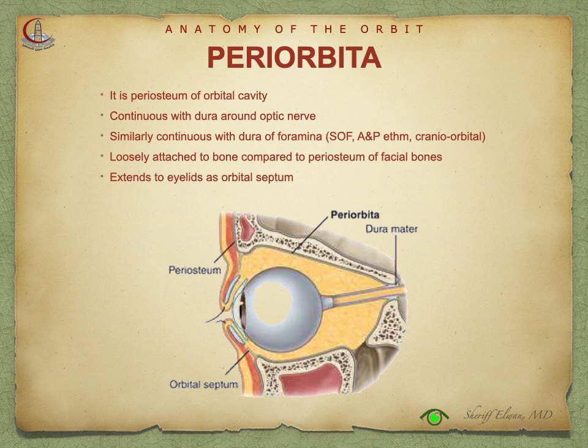It is the periosteum of the orbital cavity that is continuous with the dura around the optic nerve. It similarly continues with the dura of the foramina through the superior orbital fissure, the anterior and posterior ethmoidal foramina, and the cranio-orbital foramen. It loosely attaches to the bone compared to the periosteum of the facial bones, and it extends to the eyelids in continuation with the orbital septum.